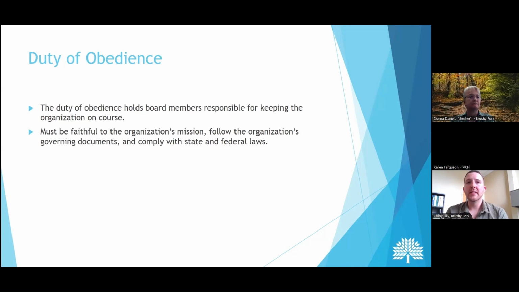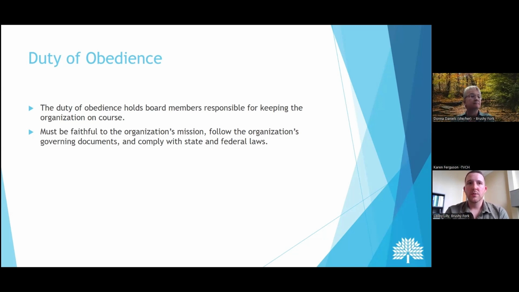Duty of obedience means that board directors must make sure that the nonprofit is abiding by all applicable laws and regulations and does not engage in illegal or unauthorized activities. This means that the board takes charge of and adheres to its mission, its certificate of incorporation and bylaws, established policies, and the law more generally.